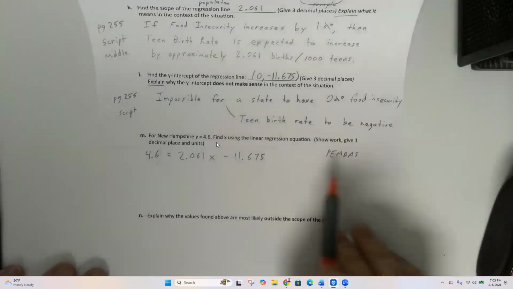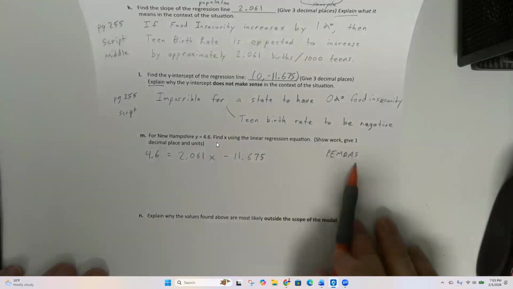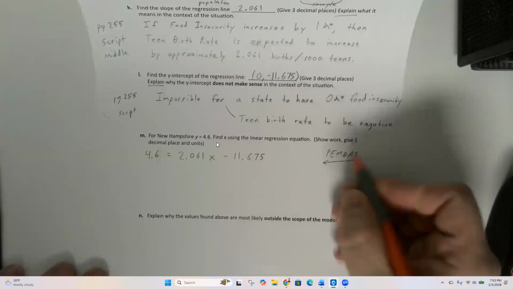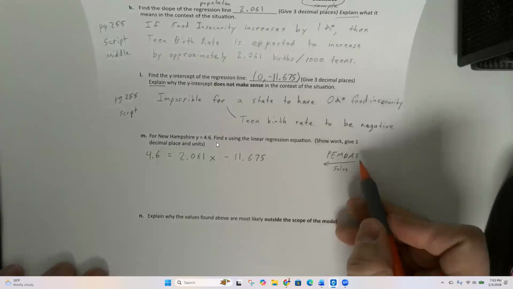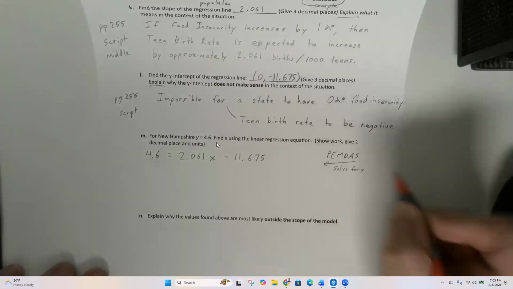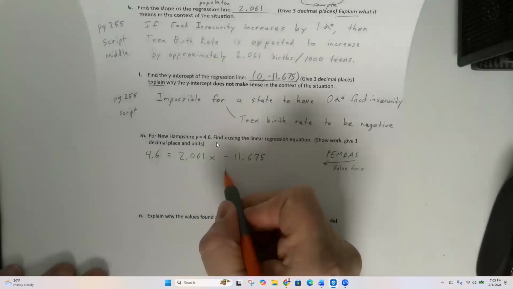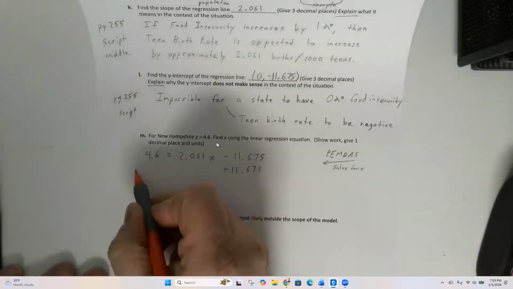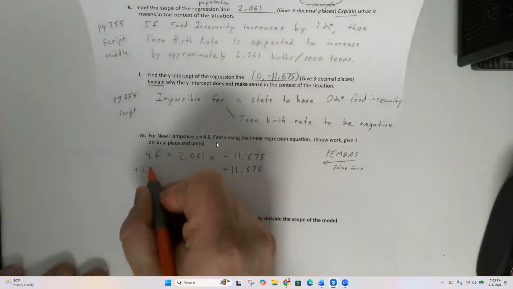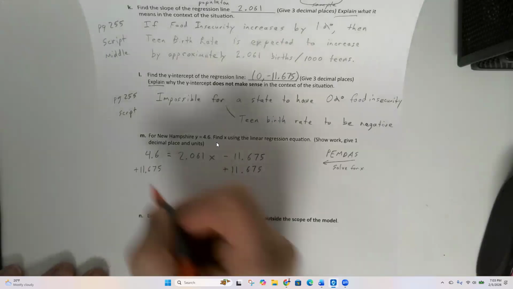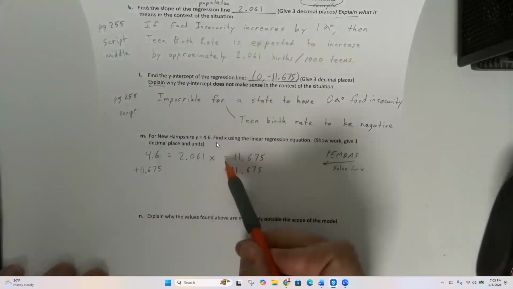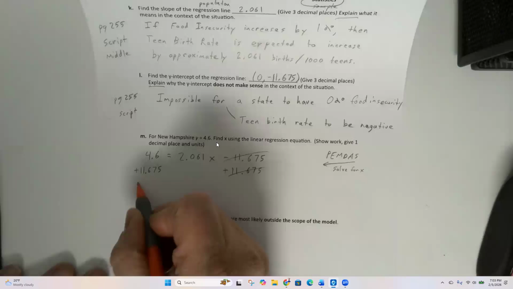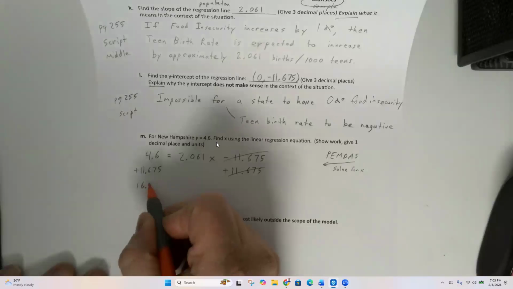If you remember PEMDAS, PEMDAS is the order of operations. It's the way that we calculate numbers. But when you're doing algebra and solving for x, you go the other direction. In other words, you get rid of the subtraction first. To get rid of a subtraction, you add 11.675, and you do it to both sides. You can do anything you want as long as you do it to both sides, right? You've got to be fair. So I can cancel both of these. And in your calculator, 4.6 plus 11.675 is 16.275.